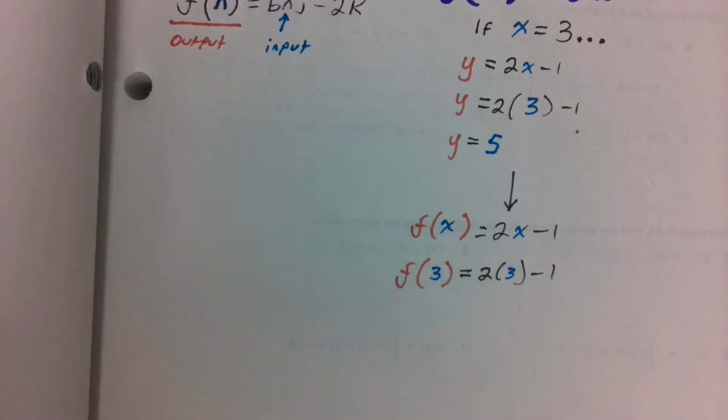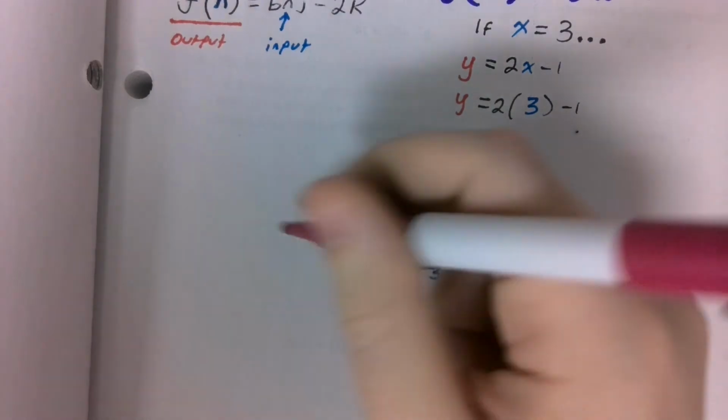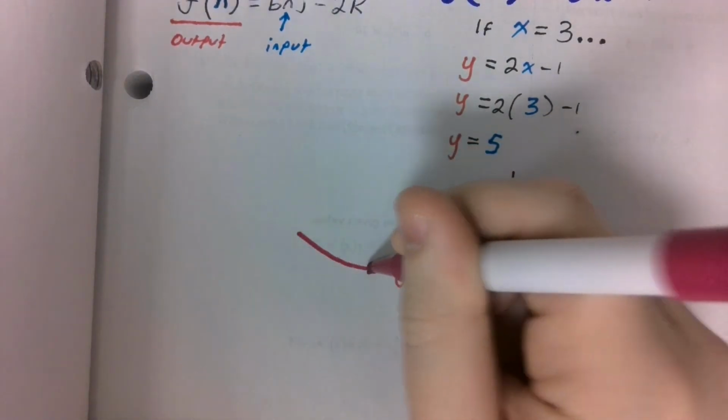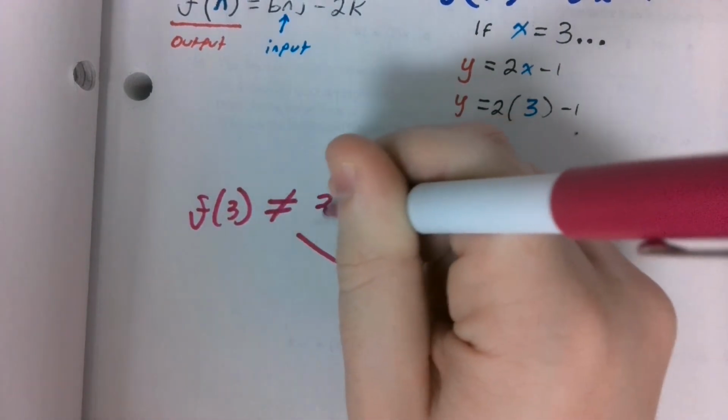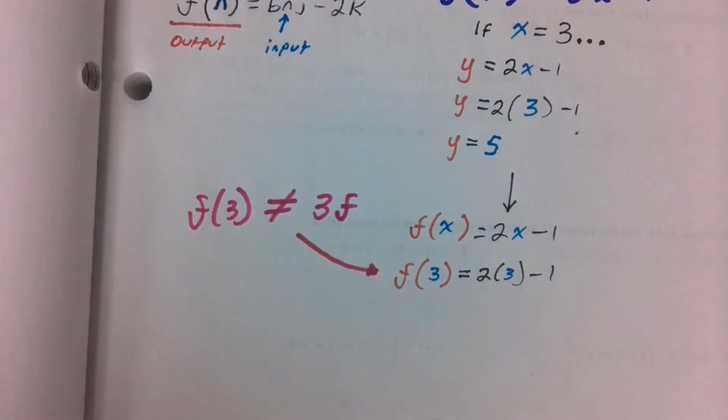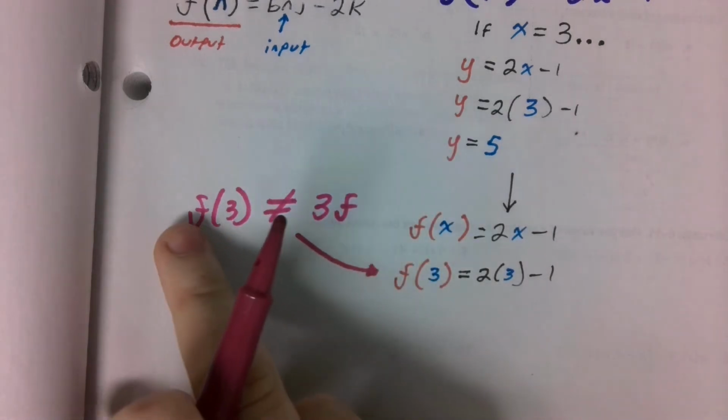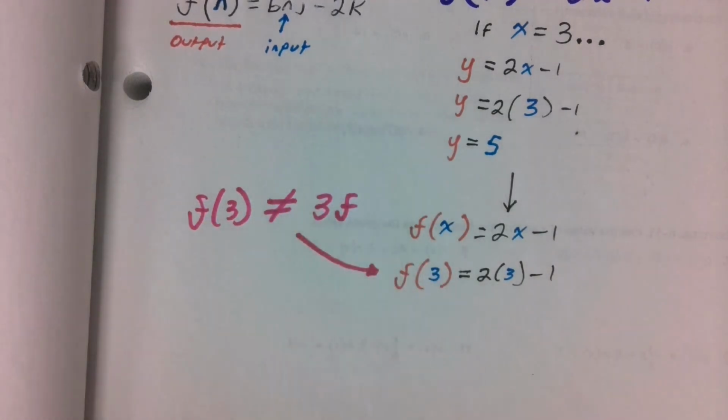Keep note, and I want you to star this in your notes. f of 3 does not equal 3f. f of 3 does not mean that we're actually dealing with multiplication here. It means that we're dealing with function notation. It is completely different. So, if you have f of 3, it is not the same as f times 3. It is just f when x is 3.